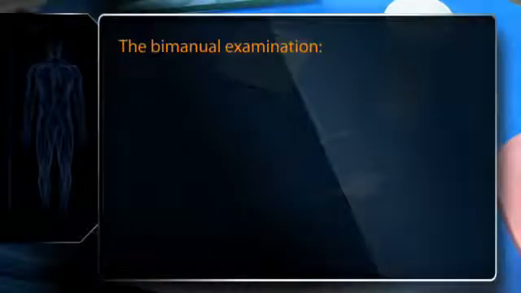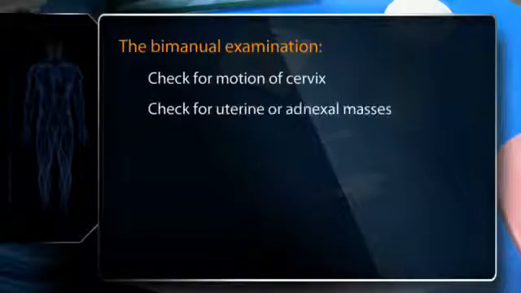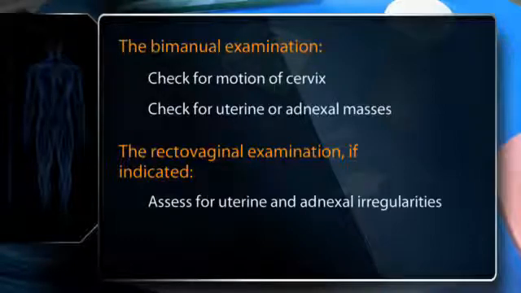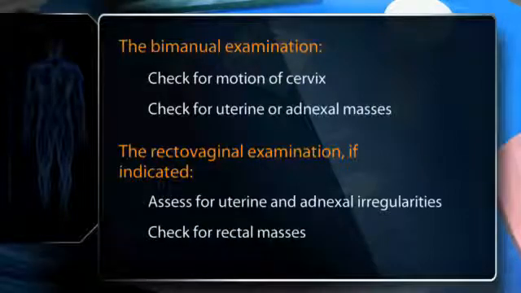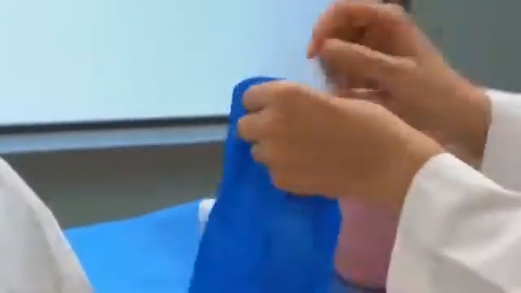Perform the bimanual examination. Check for motion of the cervix and for any uterine or adnexal masses. The ovaries should be non-palpable. Perform the rectovaginal examination if indicated. Assess for uterine and adnexal irregularities through the anterior rectal wall and check for rectal masses. Change gloves if blood from the bimanual examination is on the examining glove to obtain an accurate stool sample.